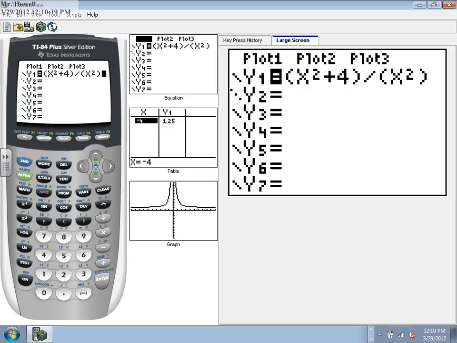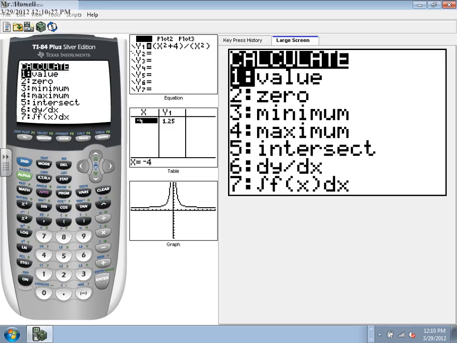So, for this part now, let's go ahead and integrate. What's my command to integrate, people? Go to calc 7. Calc means calculate. I think of it as calculus, to be honest, though, because look at the functions. The zero of the function is like saying the roots. The value is the y-coordinate. Min, max, intersect, derivative. I think of calculus when I see it, just to remember.